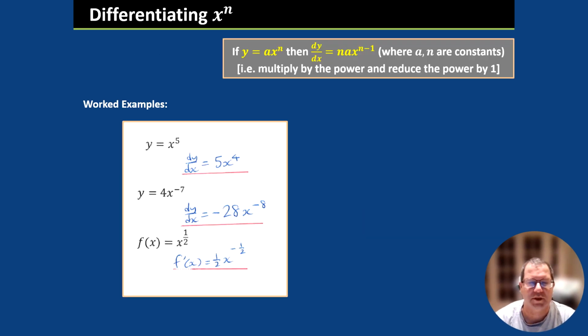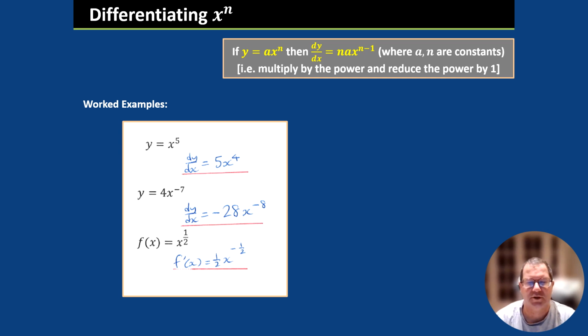In our first worked example, we have y equals x to the power of 5. So when we differentiate that to get dy by dx, we multiply by the power, i.e. we multiply by 5, and we reduce the power by 1 to get 4, so the answer is 5x to the power of 4. For the second one, y equals 4x to the power of negative 7, we multiply by negative 7, which gives us negative 28, because 4 sevens is 28. Reducing the power by 1 gives us negative 8, so the answer is dy by dx equals negative 28 times x to the power of negative 8.